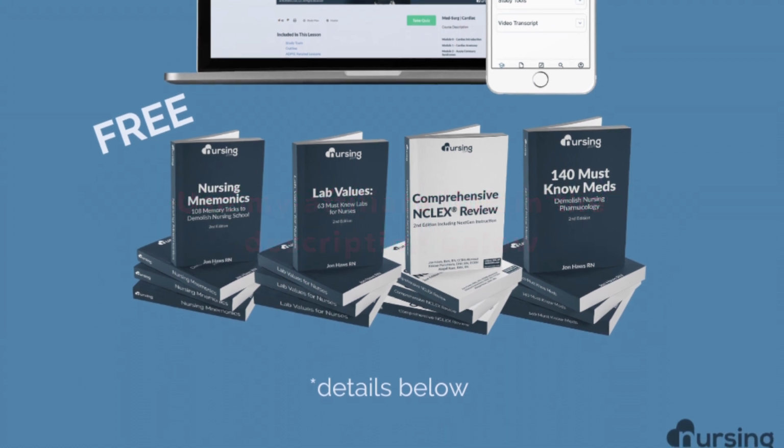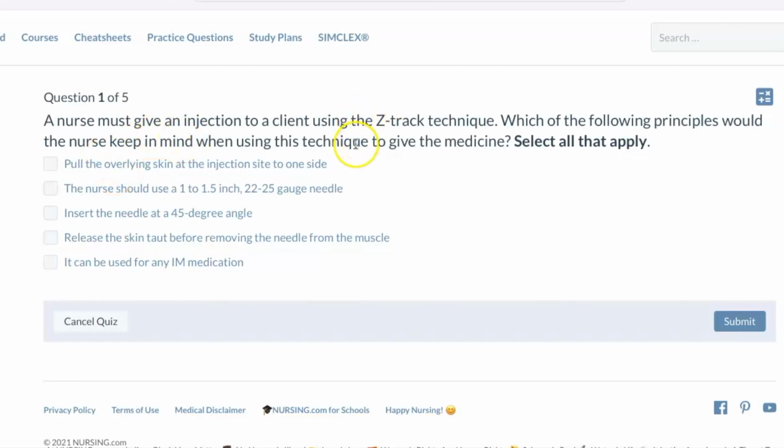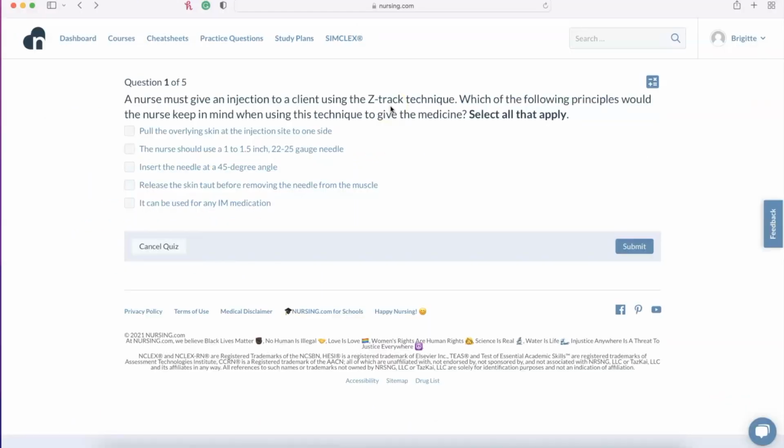All right, let's get started. A nurse must give an injection to a client using the Z-track technique. Which of the following principles would the nurse keep in mind when using this technique to give the medicine? Select all that apply. So this is a select all that apply, first of all. Make sure that you don't miss that.